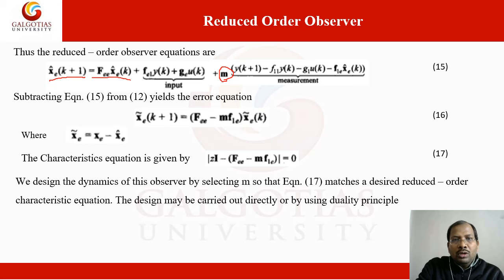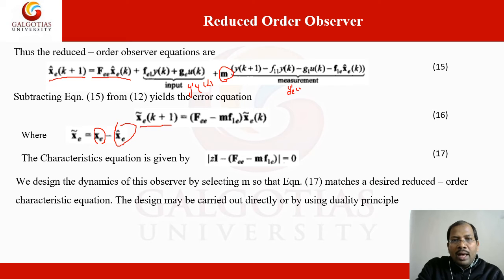So this is the input. Suppose this is the G dash UK, and this is the Y E dash K error. So we are calculating the error dynamics by subtracting equation 15 and 12. So error dynamics x is equal to actual state variables minus estimated value.